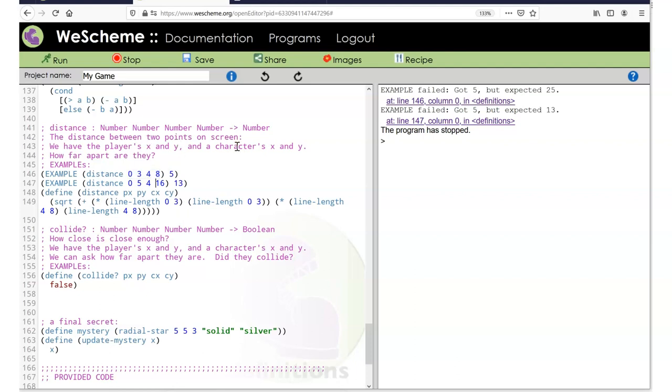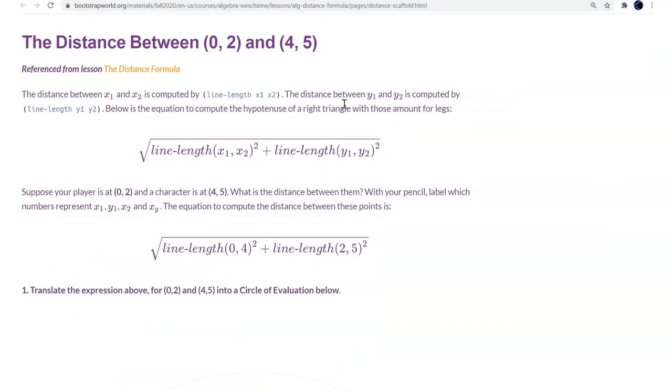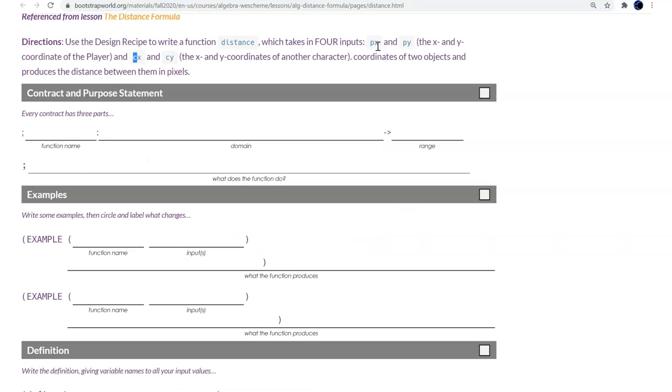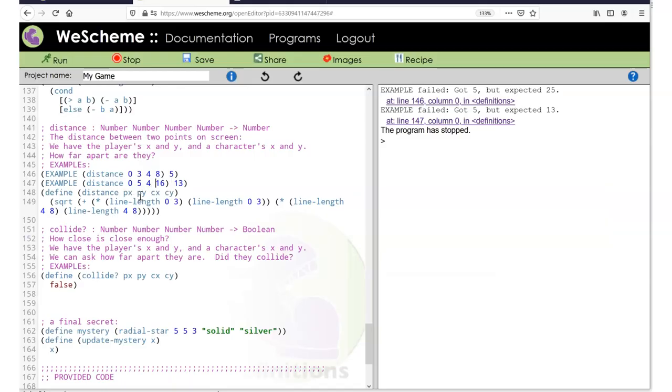And they gave us in the word problem some things we can use. Where's the word problem? As variables: player X, player Y, character X, character Y. Oh, and they gave it to us here in our example. So what's PX? Well, PX is going to be the first thing, 0. So I'm going to change my zeros to PX. PX. What's PY? PY. So I expect to have the first part done.